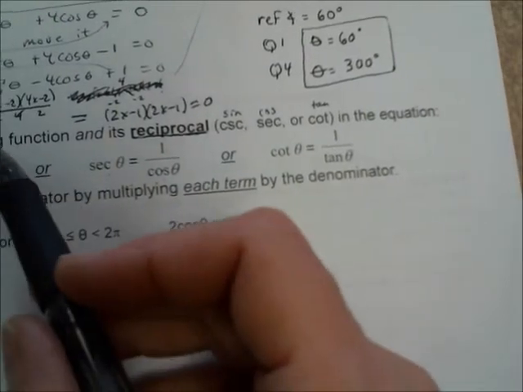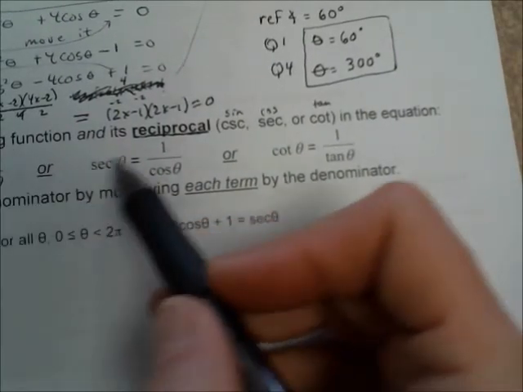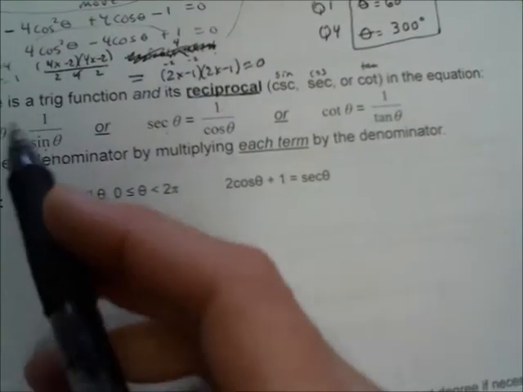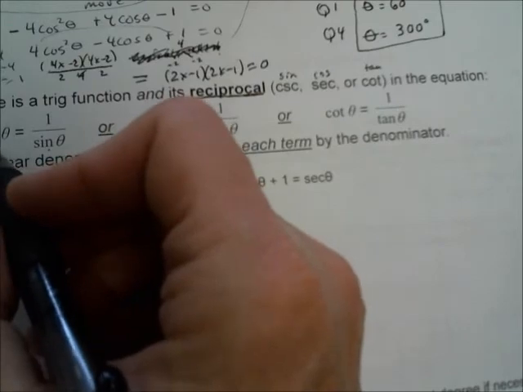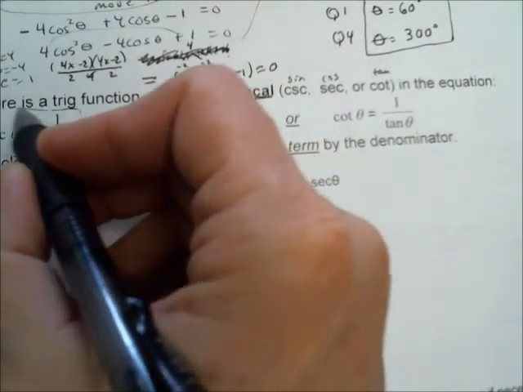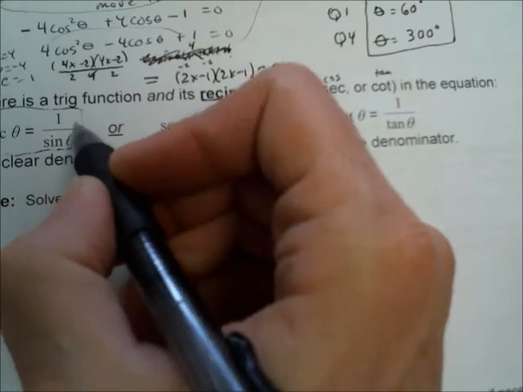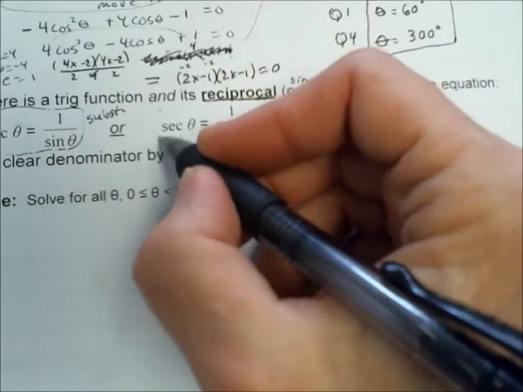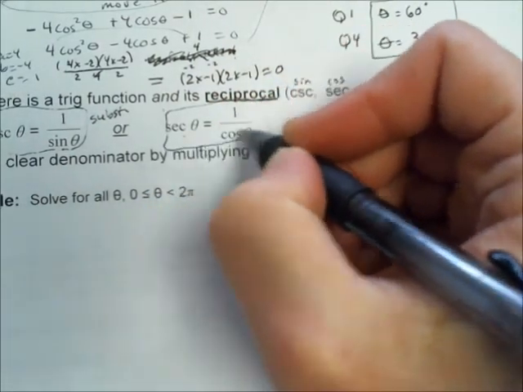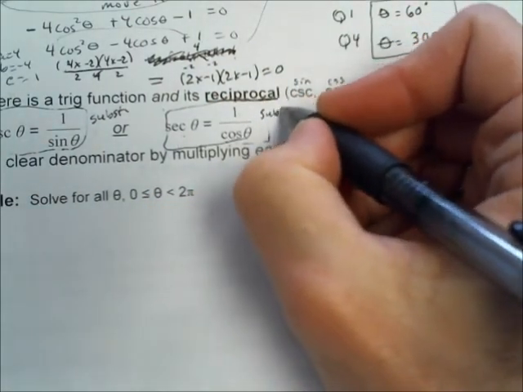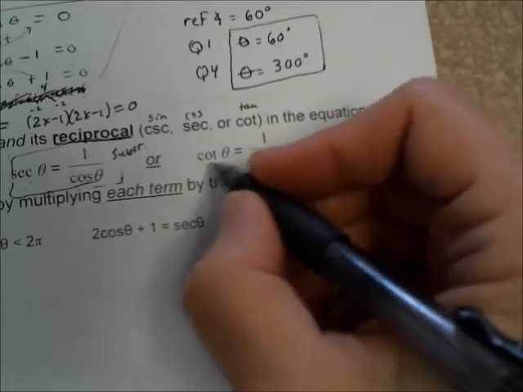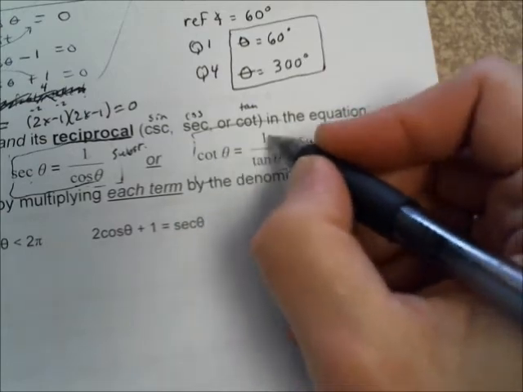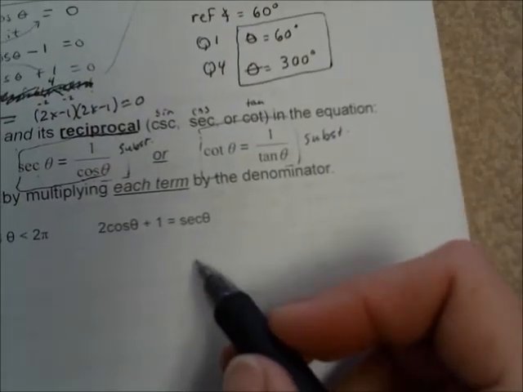Well, if you have a trig function and its reciprocal in the same equation, you're going to use these substitutions. You're going to get the cosecant out and substitute in. So we'll write SUBST for substitution. Or if you have a secant of theta, you're going to take that out and substitute in 1 over cosine. Or if you have a cotangent, you're going to substitute in 1 over tangent. Well, what does this mean?